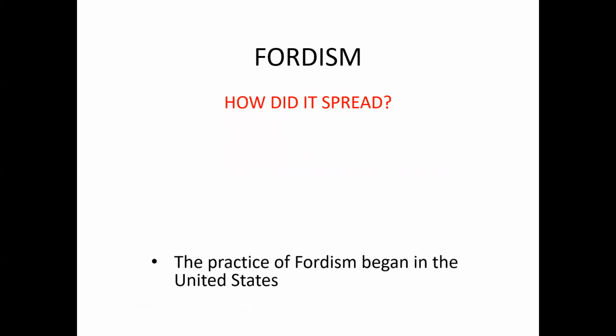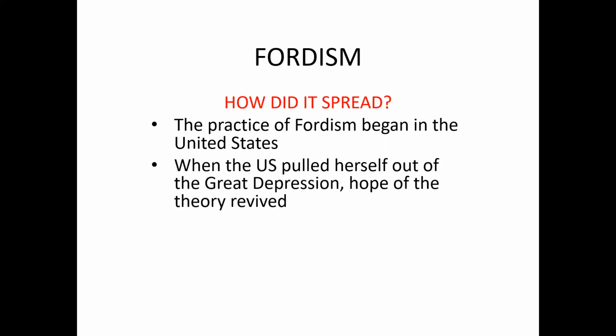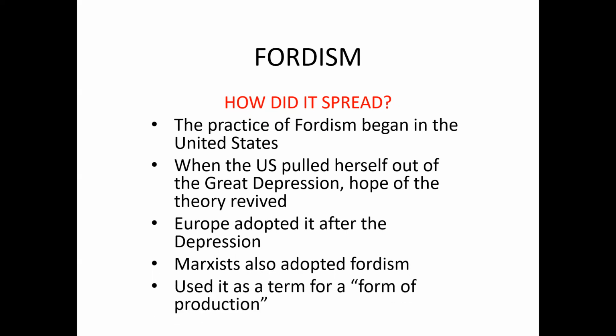Okay, so how did it spread? The practice of Fordism began in the United States. Okay, when the US pulled herself out of the Great Depression, hope for the theory revived, and after that Europe adopted it after the Depression, and Marxists also adopted Fordism. Okay, and also used it as a term for a form of production. Okay, this is how Fordism spread, you know, from time to time.